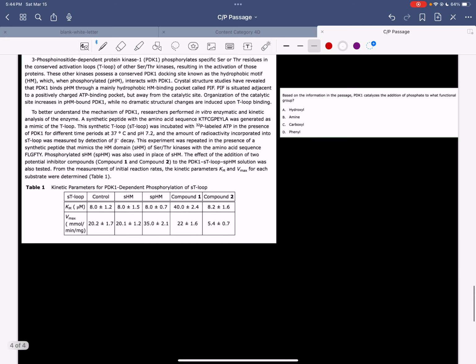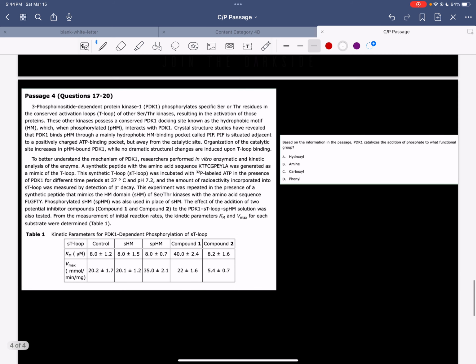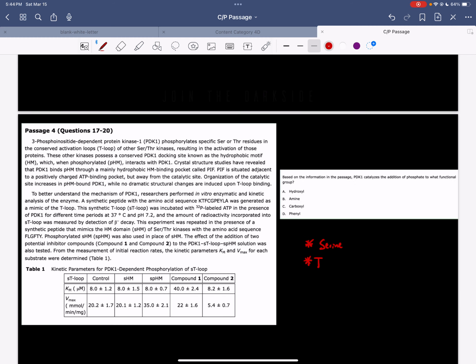Now let's go to the next question. The last question says, based on the information in the passage, PDK1 catalyzes the addition of phosphate to which functional group? Like I already told you in the beginning, there are only three types of amino acid that can be phosphorylated. And the three types of amino acids are what? Serine, threonine, and tyrosine. These are the three types of amino acid that can be phosphorylated.